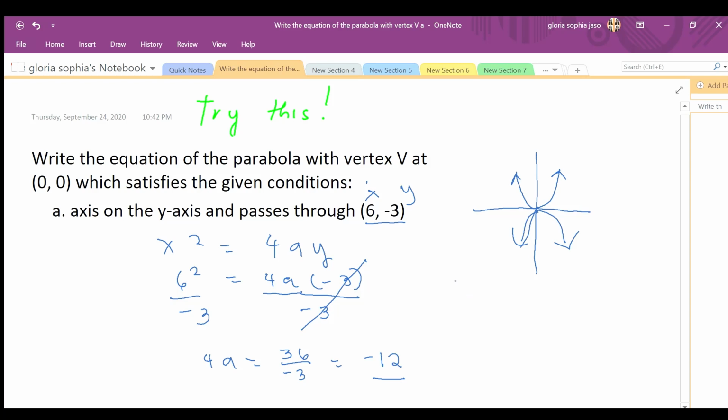So to write the equation, x squared equals 4ay. So 4a is negative 12. We will just substitute it. Okay, so this is the equation of our parabola.